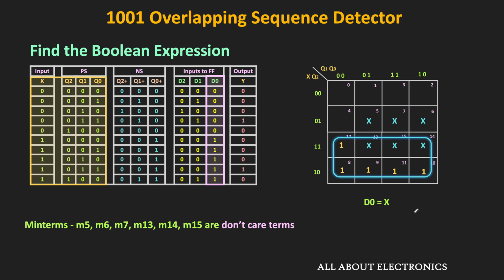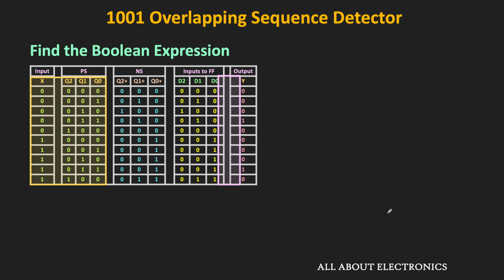So we can say that this D0 is equal to X. In this way, we got the Boolean expression for the D0, D1 and D2. Similarly, now let us find the Boolean expression of the output Y.